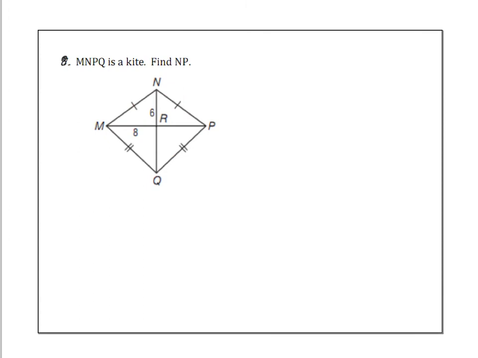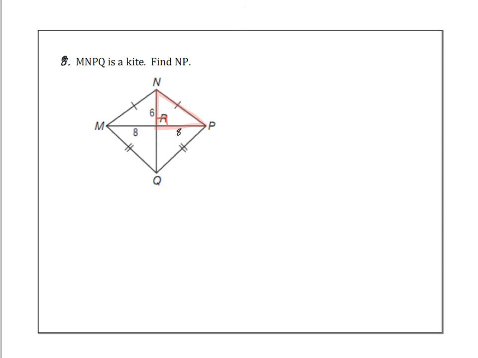Number 8, MNPQ is a kite. Find NP. So one diagonal gets bisected. So from R to P is also 8. Also, in a kite, diagonals are perpendicular. So what we have, if you look closely, is a right triangle. Now, we haven't done one like this before, but I think you've heard of something called the Pythagorean theorem. We're going to study it more in depth later in this year, but I think we can do this, even though we haven't studied it a whole lot yet.